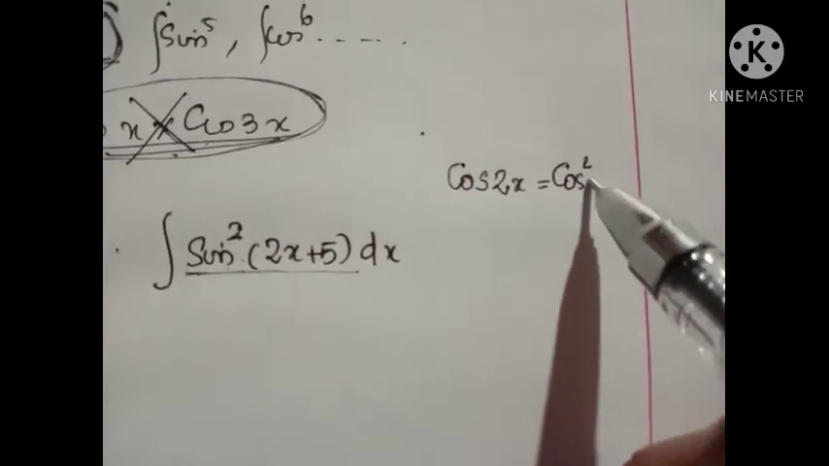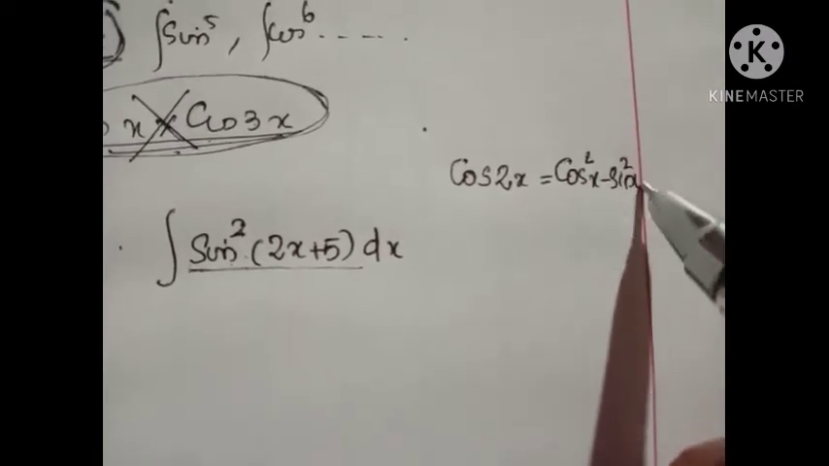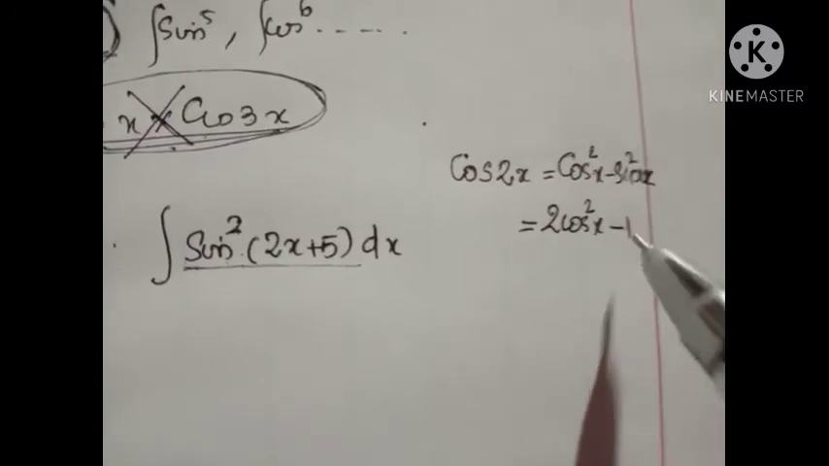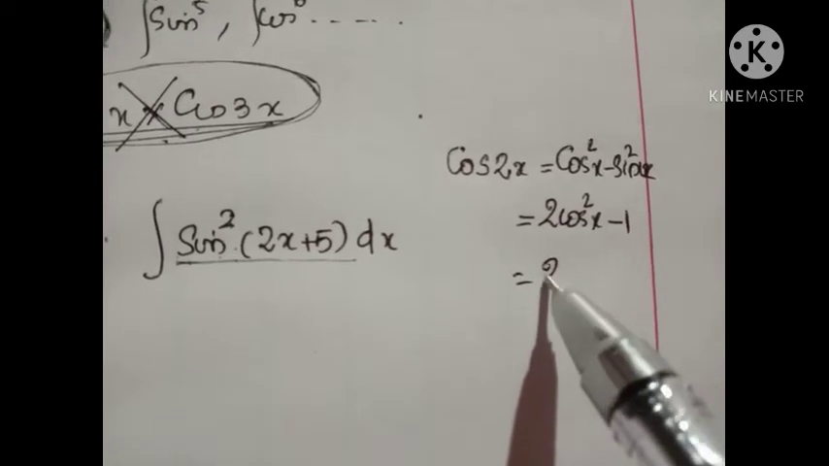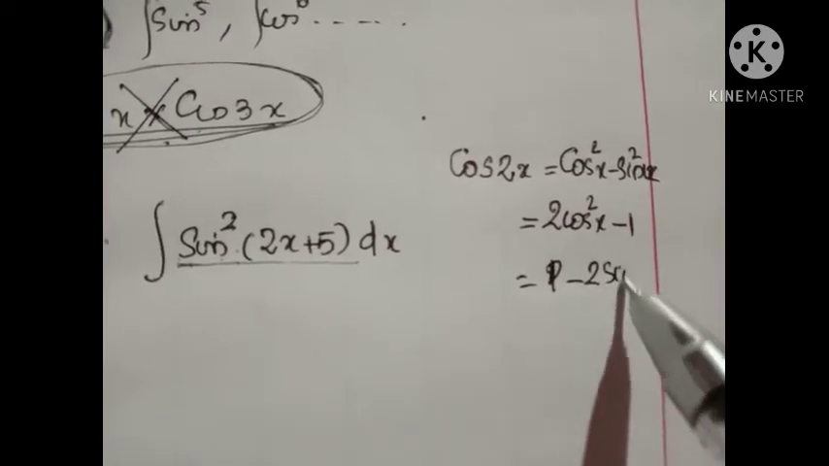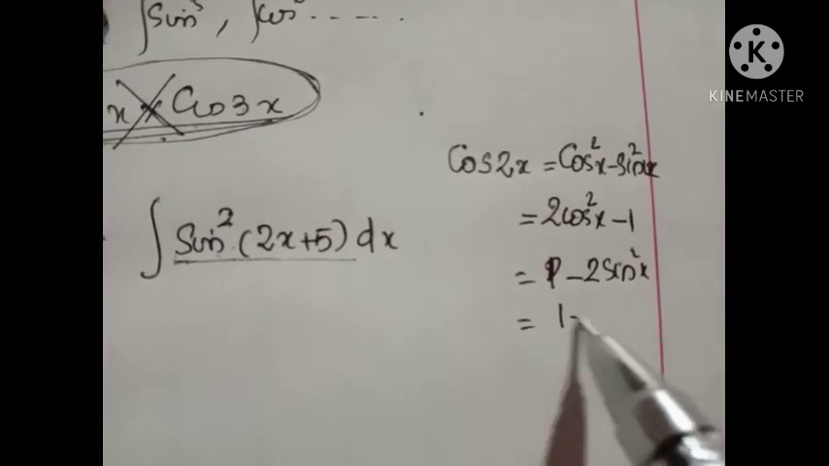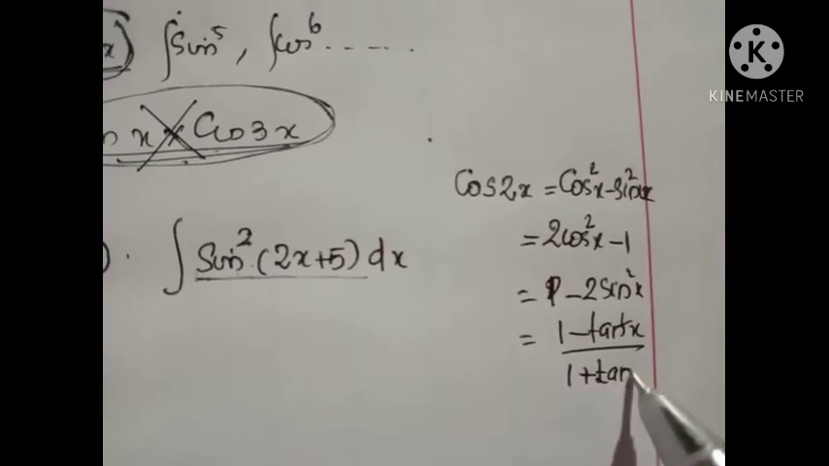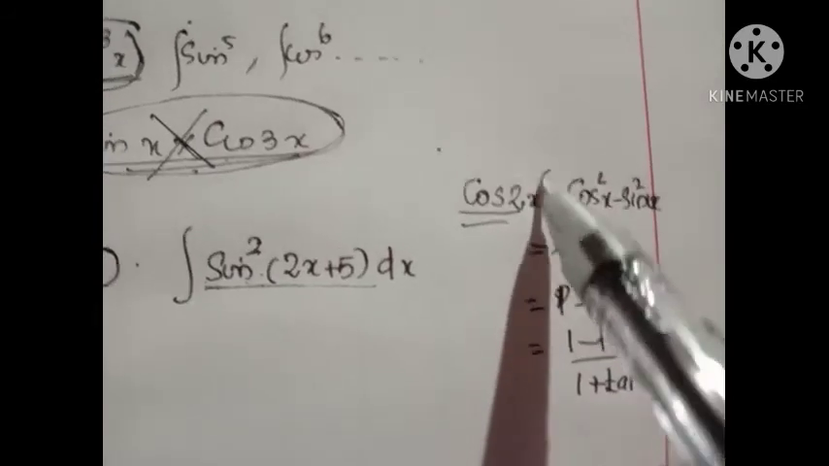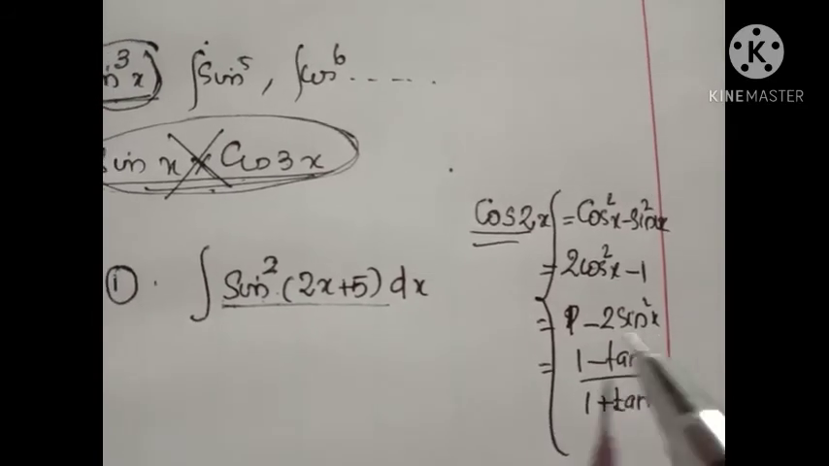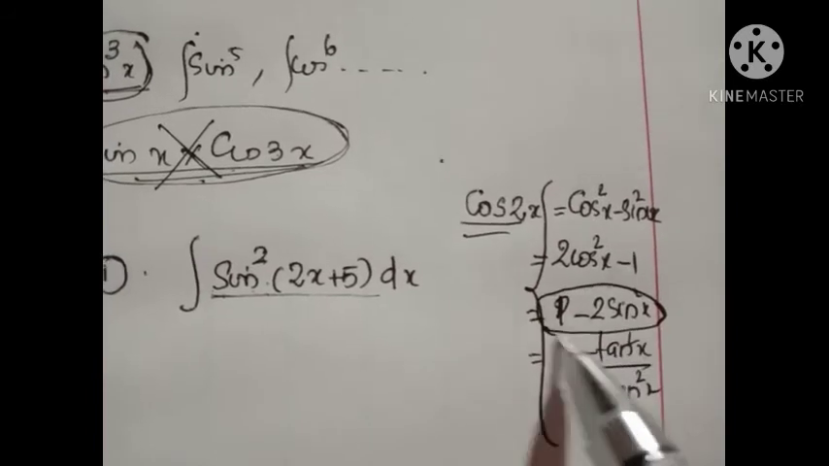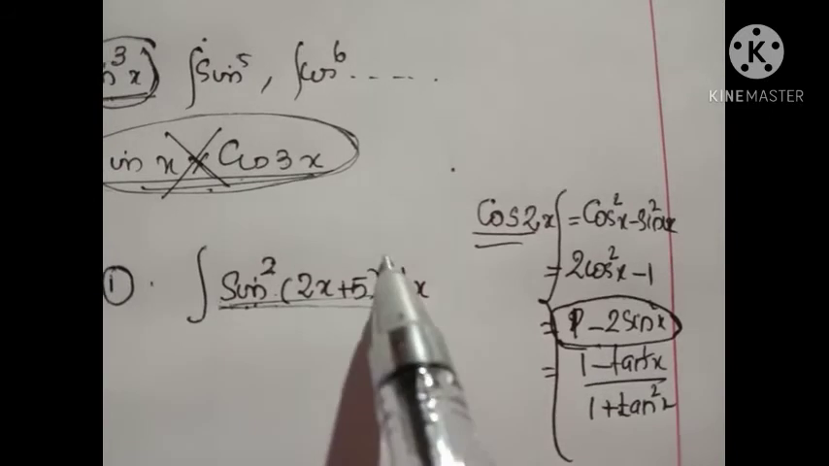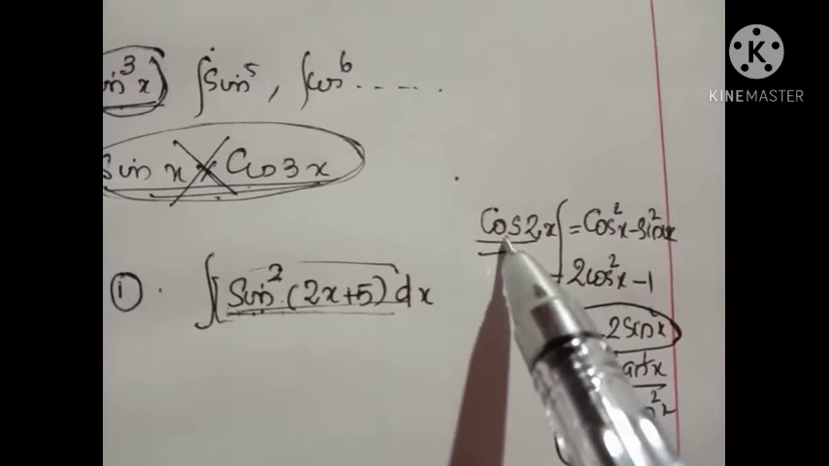Cos square x minus sine square x is one result. Then 2 cos square x minus 1. Then 1 minus 2 sine square x. Then (1 minus tan square x) divided by (1 plus tan square x). All these are equal to cos 2x. From this we are going to select 1 minus 2 sine square x, because our function is in terms of sine, so we write it in terms of cos x.